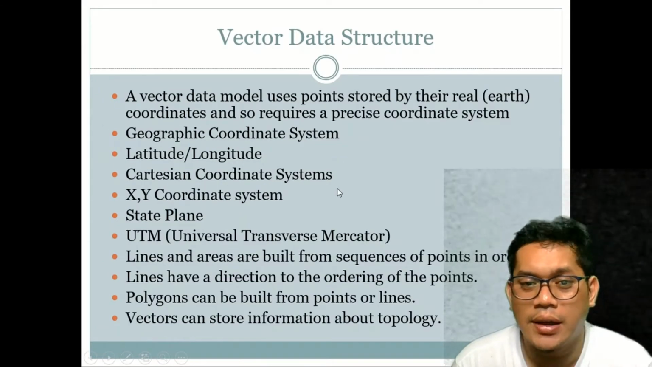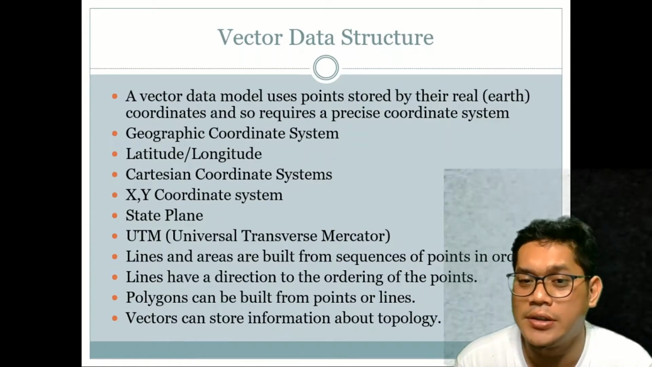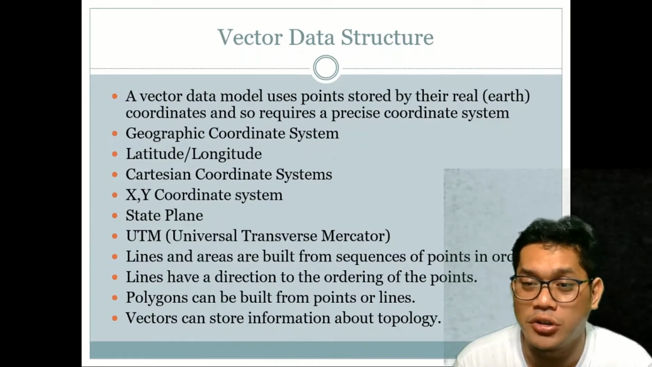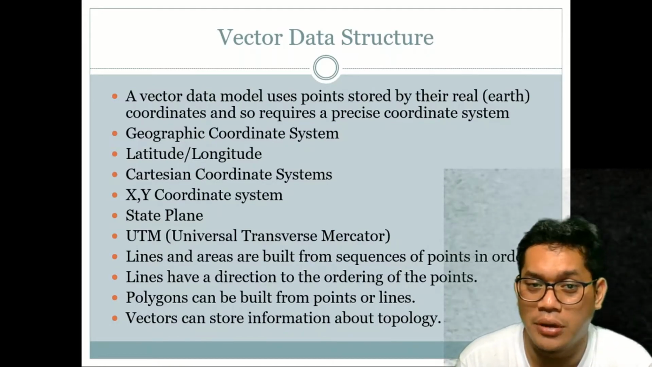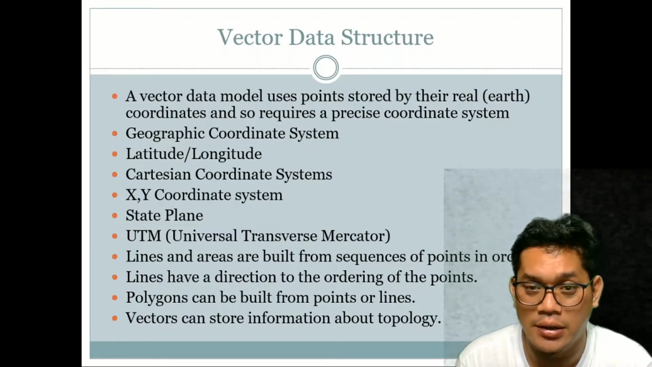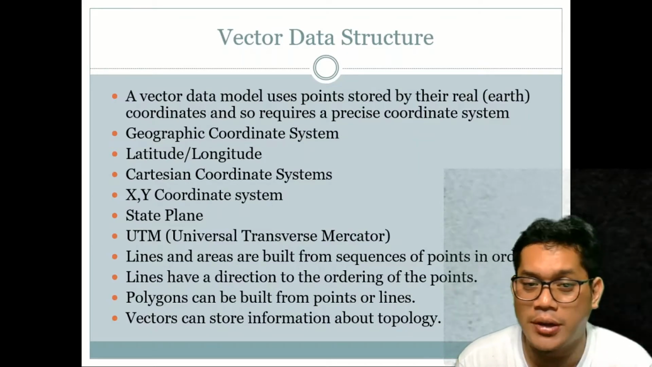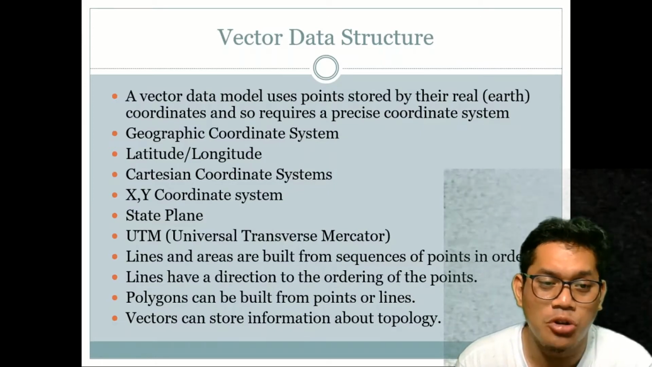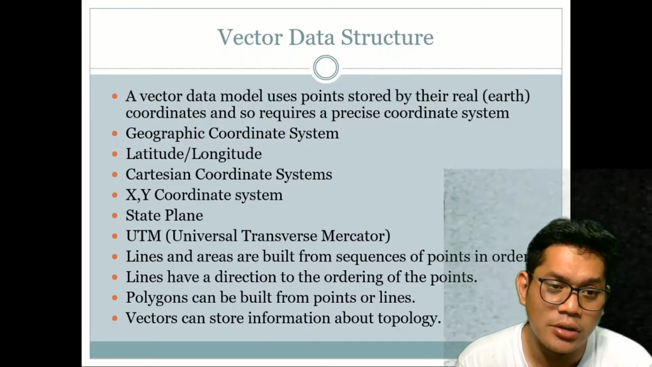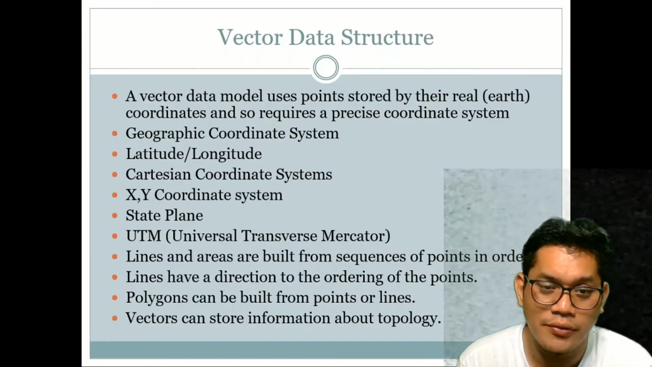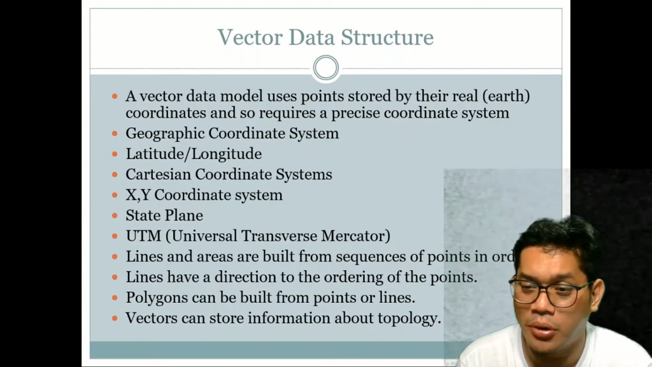So a vector data model uses points stored by real Earth coordinates and requires a precise coordinate system. When we talk about a precise coordinate system, it could be a geographic coordinate system, which is WGS 1984, latitude and longitude that we use from the GPS. It could be a Cartesian coordinate system, the X and Y coordinate systems, or local projections, State Plane, UTM, Universal Transverse Mercator, and more. And lines and areas are built from sequences of points in order.